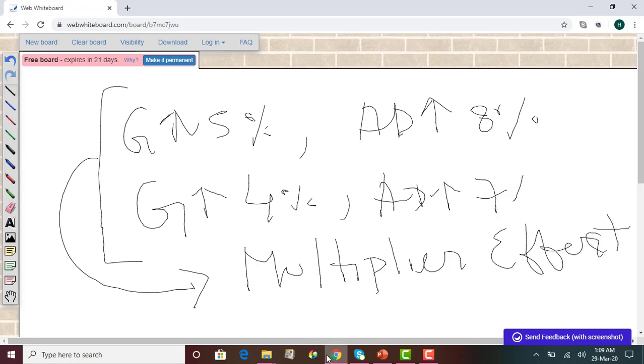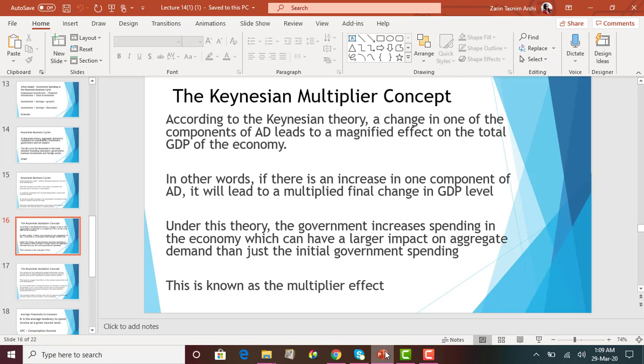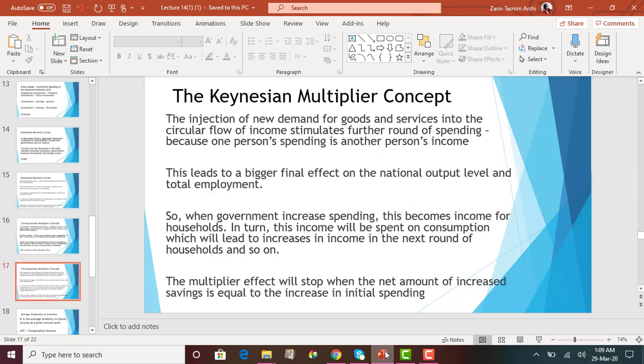So if now I'm in your slide, what it's saying is when the government expenditure increases, there will be a larger impact on the aggregate demand, and this impact is known as the multiplier impact or multiplier effect. It's very interesting, and I will give you a real world example to show how that works, and you have to know that. You have to know how to calculate that, because in your exam and in your homework, you will have that problem. Okay, but in order to understand the multiplier effect, we need to understand a couple more items.